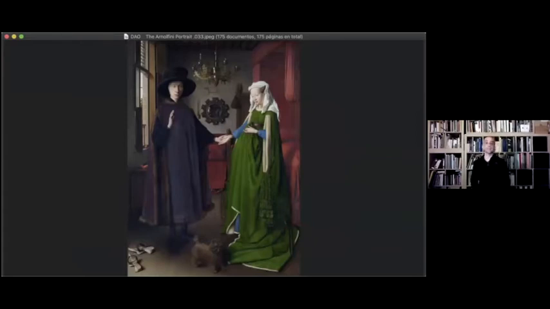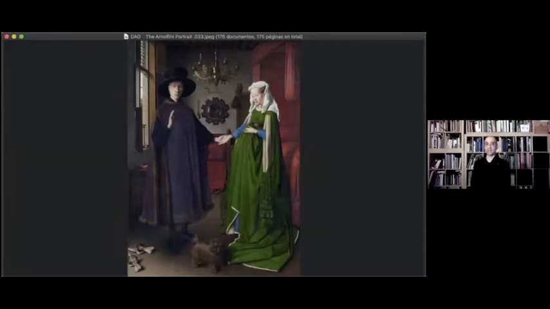So let's start again. The big question is, what are we actually looking at here? Well, ladies and gentlemen, maybe the greatest love story ever told in portraiture. We know this is a recreated image. It's an image recreated in the artist's studio.